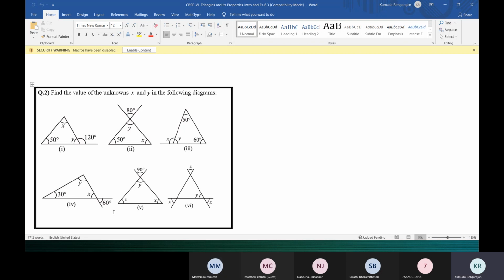Yes, correct, Mritika. X is equal to y because vertically opposite angles are equal. So x and y, they're equal angles. If x is 60 degrees, y is also 60 degrees. Yes, ma'am. So now tell me what will be the three interior angles of the triangle?